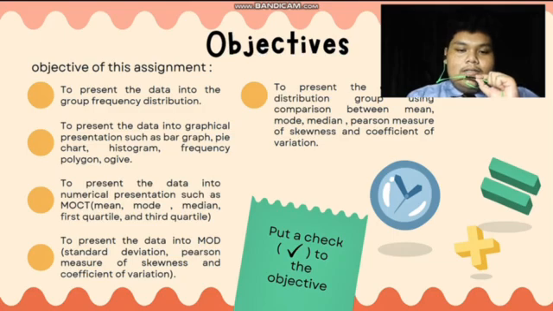The next one is to present the data into measures of dispersion, which are standard deviation, Pearson measure of skewness, and coefficient of variation. The last one is to present the data into distribution group using comparison between mean, mode, median, Pearson measure of skewness, and coefficient of variation.